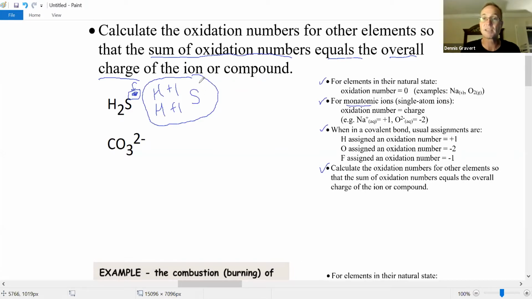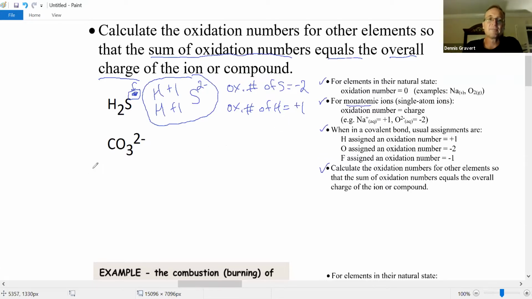Well, that means this has to be a -2, right? +2, -2, all the oxidation numbers cancel out. So the oxidation number, if you allow me to abbreviate it, ox number of sulfur equals -2, and the oxidation number of hydrogen equals +1. Hey, we played the game, we assigned oxidation numbers.